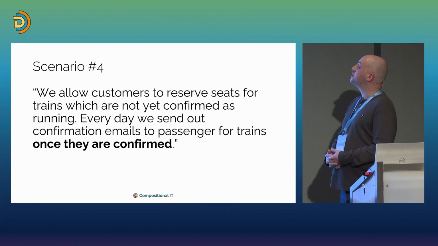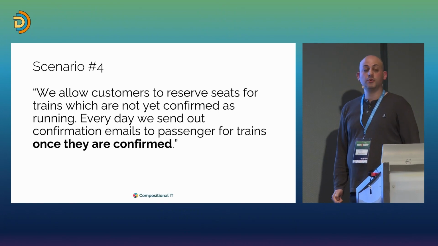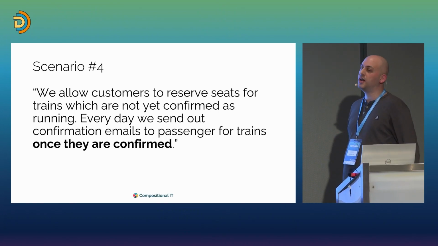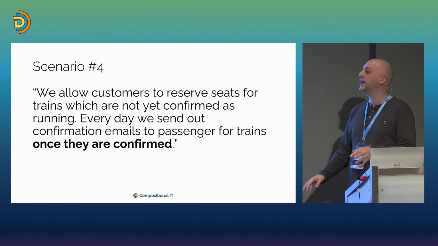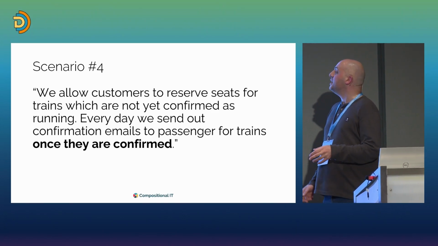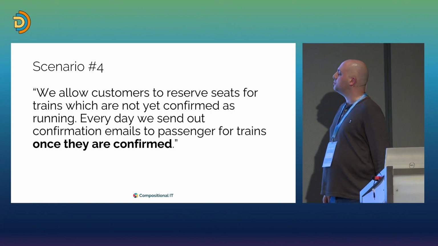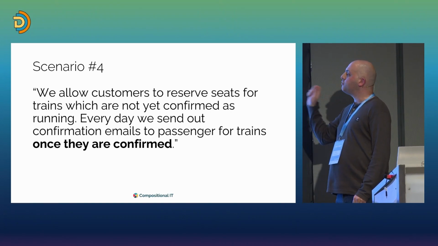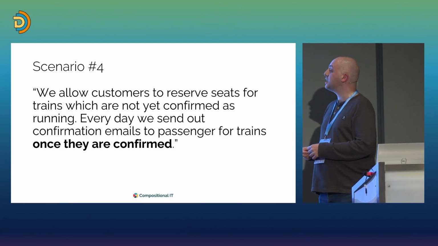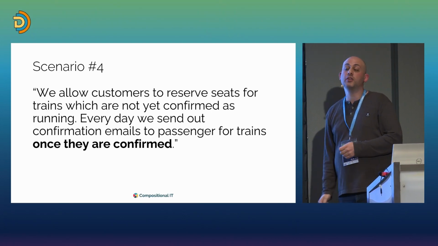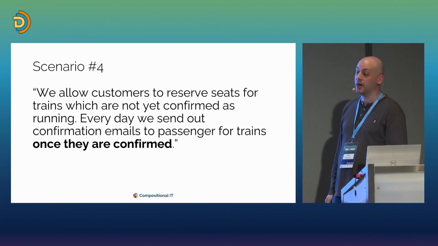We allow customers to reserve seats for trains which are not yet confirmed as running. So we've got a train that we're planning to do in 3 months' time, but it's not actually definitely in the timetable, and this is nothing that Deutsche Bahn really do allow, as far as I know. But let's say you could log in and reserve a seat on a train that might be cancelled, sort of thing. And every day we run a batch process, and it's going to go through all our trains that are unconfirmed and say which ones are confirmed and email them to all the passengers out there. Your train is now booked, it's confirmed, we've taken your money.